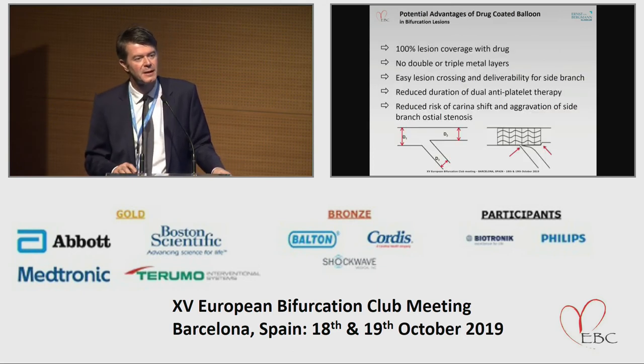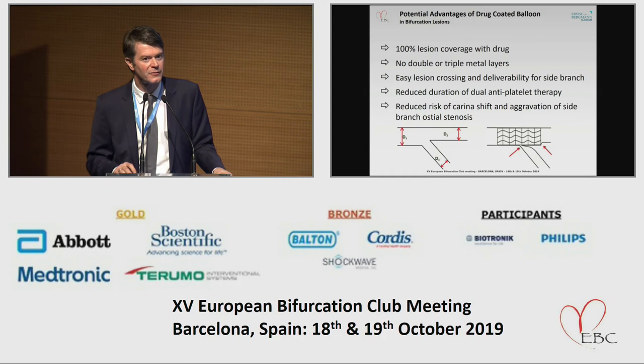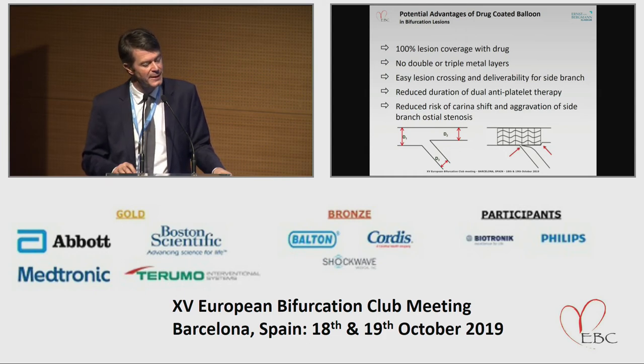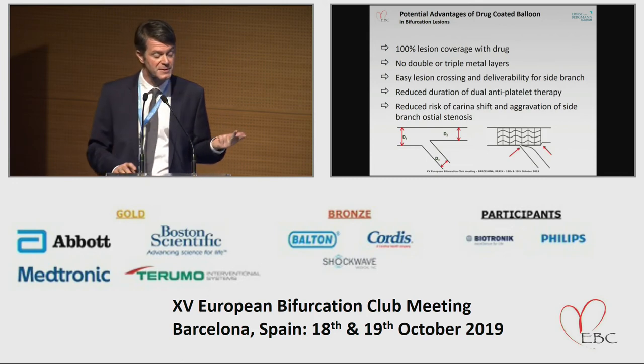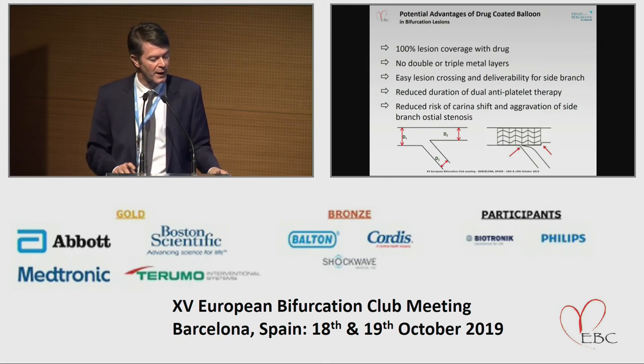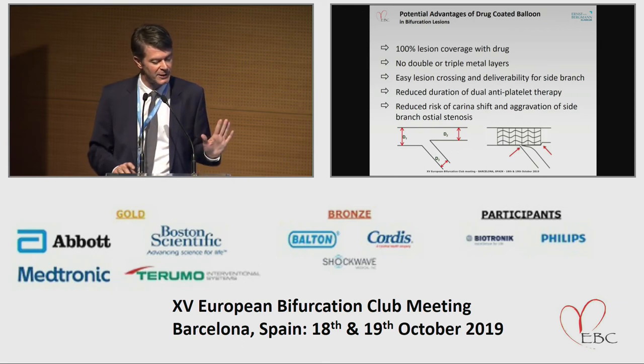But at least there are several potential advantages to use the DCB also in bifurcation lesions. We have a 100% lesion coverage. We have no multiple layers. We have an easy lesion crossing for the side branches. We have a reduced duration for the DAPT. And finally, we have an important part. We have a reduced risk of carina shift or aggravation of a side branch osteal lesion.